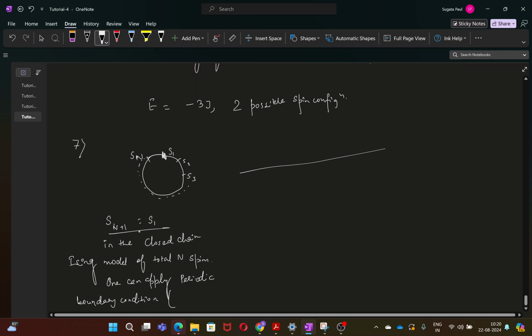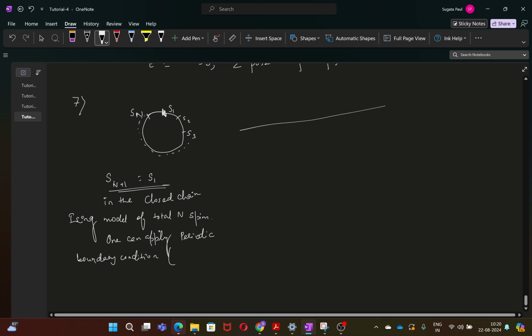And what is your periodic boundary condition? It is nothing but this: your n plus 1th spin is not some new spin, but the same as the first spin, because you are going back to the same point when you are in a closed chain. So your periodic boundary condition is Sn plus 1 equals S1. This is the periodic boundary condition one can apply to solve the closed chain Ising model.